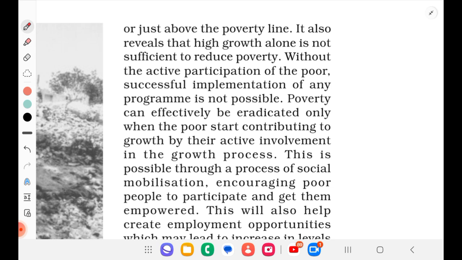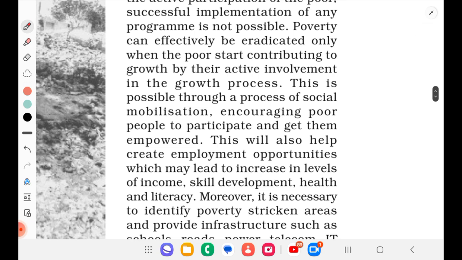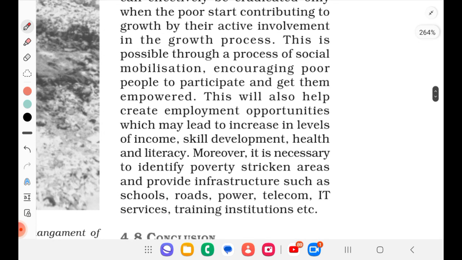Poverty can effectively be eradicated only when the poor start contributing to growth by their active involvement in the growth process. This is possible through a process of social mobilization, encouraging poor people to participate and get them empowered. This will also help create employment opportunity, which may lead to increase in level of income, skill development, health and literacy. Moreover, it is necessary to identify poverty-stricken areas and provide infrastructure such as schools, roads, power, telecom, IT services, training institutions, etc.